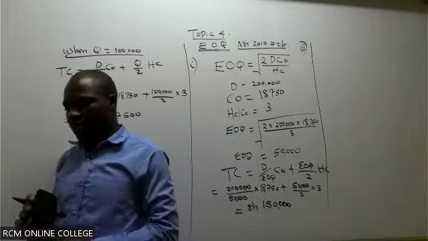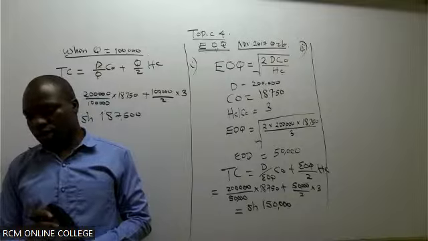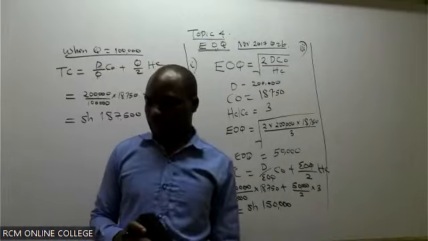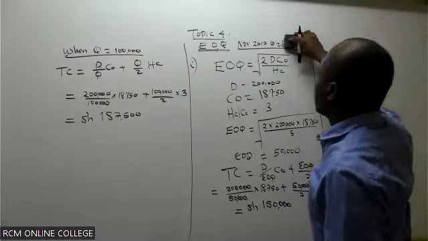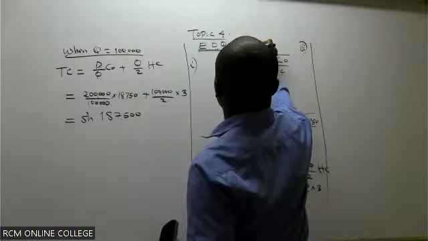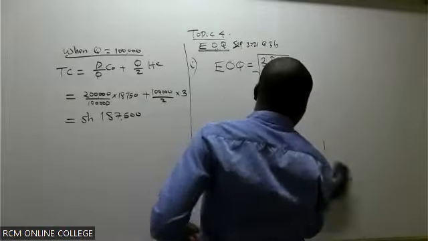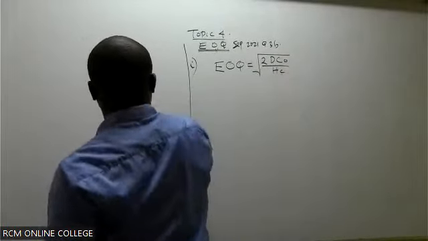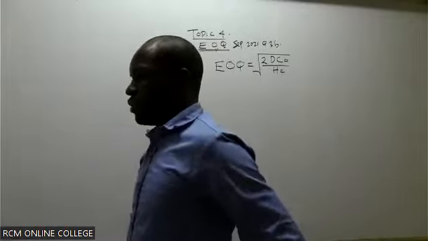So the next question, still under CPA, what if we get to September 2021, question number 3B. September 2021, question number 3B.